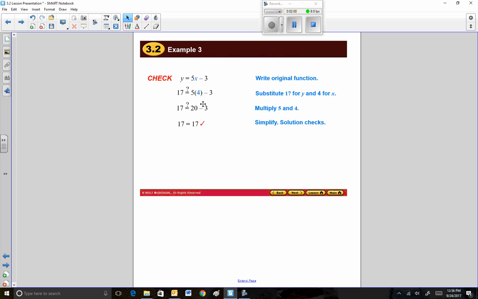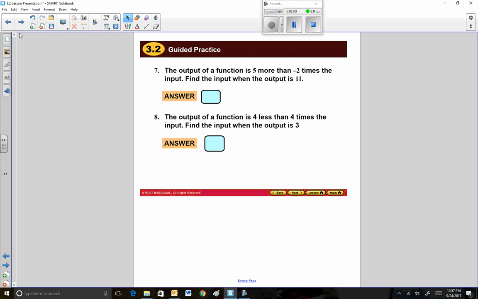If you want to check it, you can place it all back in there, and it turns out to be 17 because 4 times 5 is 20. 20 minus 3 is 17. And so it checks out just fine.